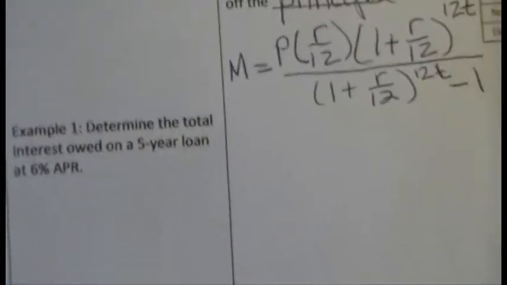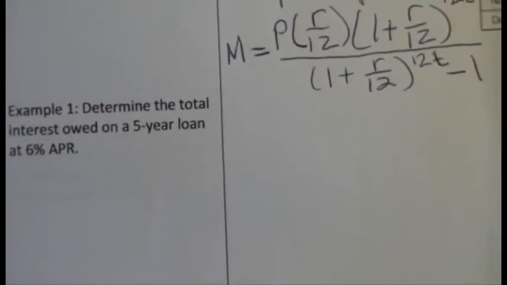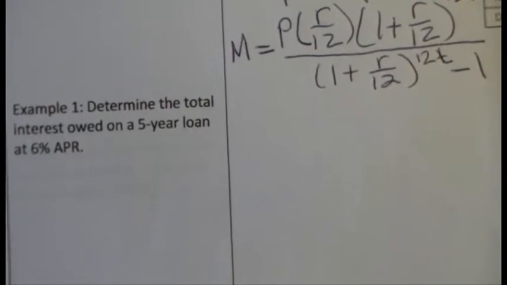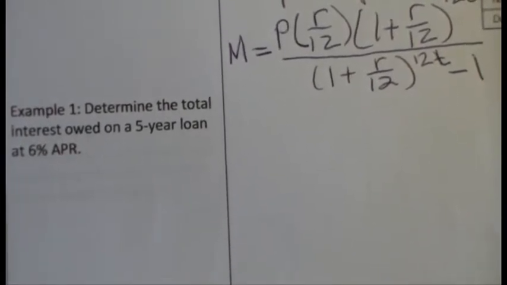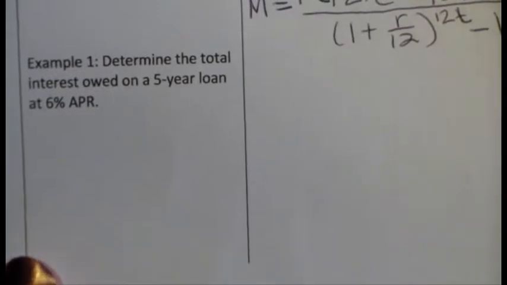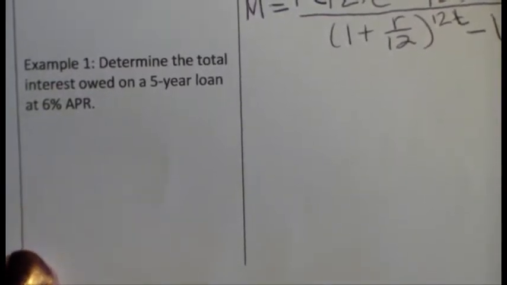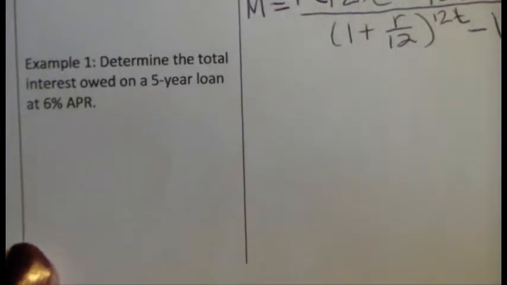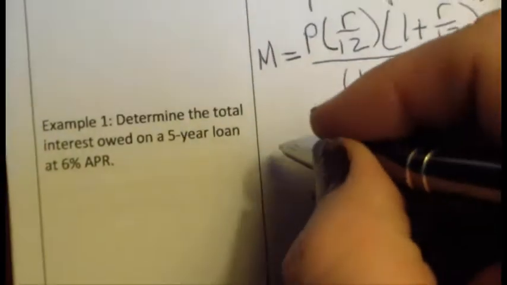So example 1 says to determine the total interest owed on a 5-year loan at 6% APR. There's going to be 3 parts to this. First, we want to figure out the monthly payment. Once we find the monthly payment, then we can figure out the total amount that we pay over the entire life of the loan. And then once we know that, we can figure out the interest that we pay. So let's start by finding our monthly payment.